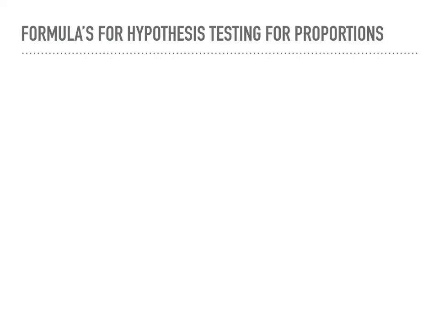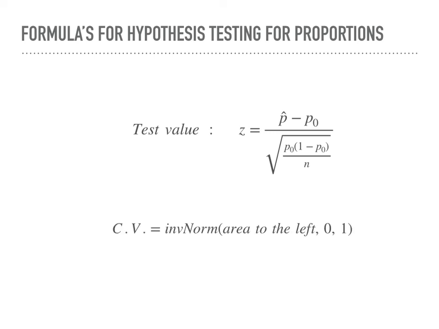Now let's talk about hypothesis testing for proportions. Your test value would be calculated using this formula if you were to do it by hand. And your critical value would be found using the inverse normal function.